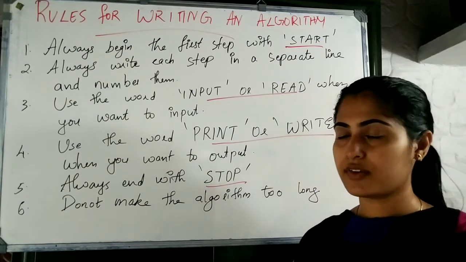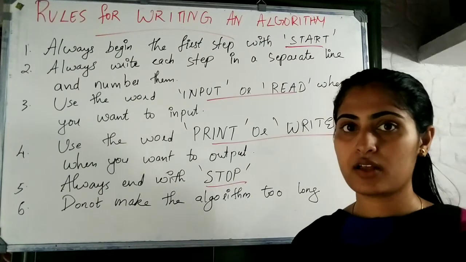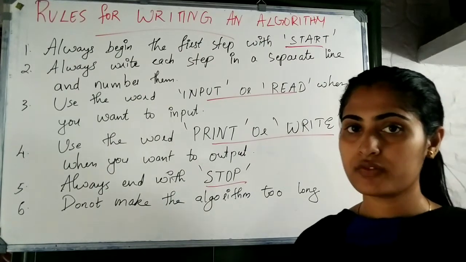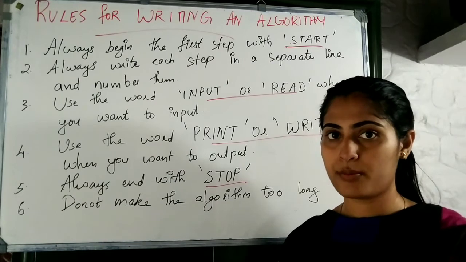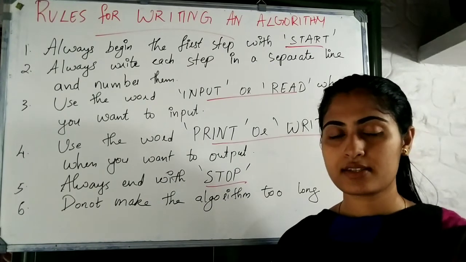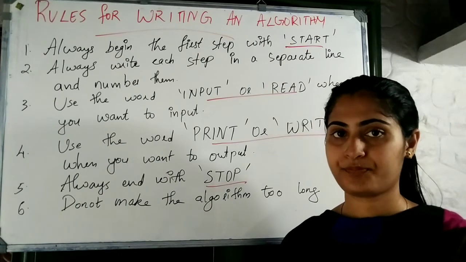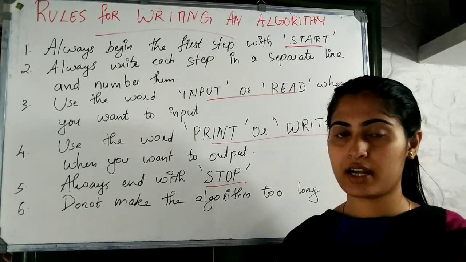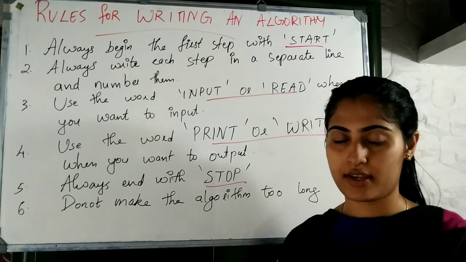So once again, the first rule is you should always begin the algorithm with start. You should always end the algorithm with stop. Then each step should be written in a separate line, and each step should be numbered like step 1, step 2, step 3, etc.